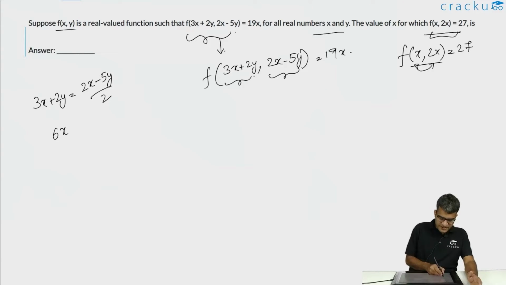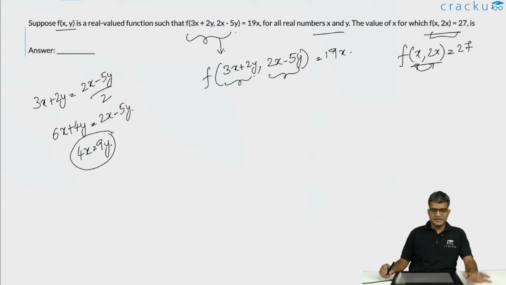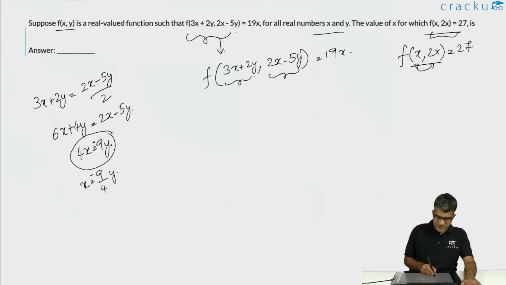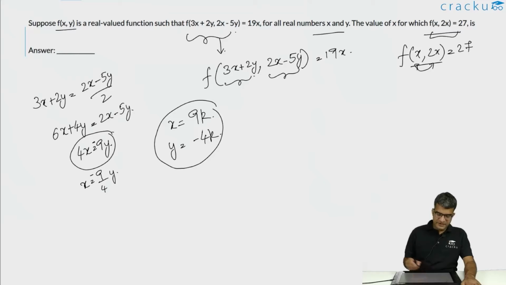If you cross multiply, you are going to get 6x plus 4y is equal to 2x minus 5y, or the value of 4x is equal to minus 9y. So x and y should be in such a way that 4x is equal to minus 9y, or the value of x is minus 9 by 4 y. So just for the sake of simplicity, let us assume that x is equal to 9k. So the value of y is equal to minus 4k.